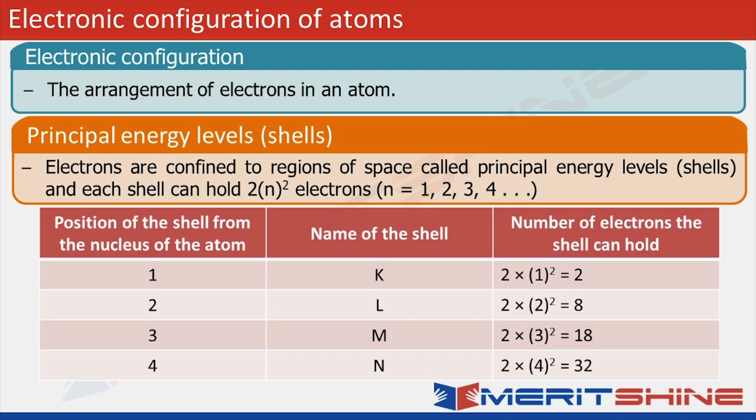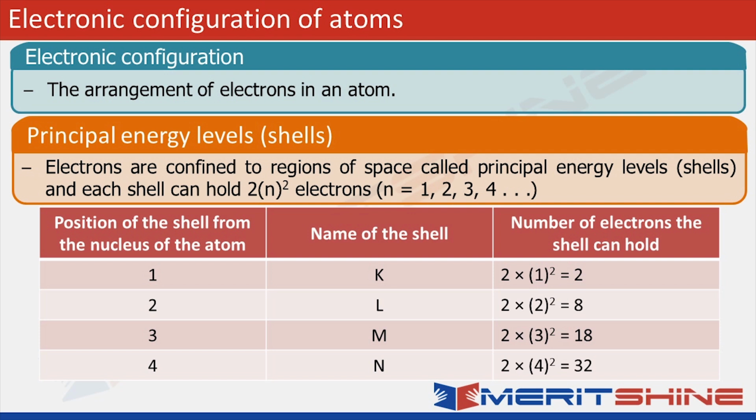So what it says is, in the first shell or the principal energy level outside the nucleus, we will have 2 into n, where n is 1. So 2 into 1 square, 2 electrons. So there will be only 2 electrons revolving around the nucleus in the first orbit. The second shell can have a maximum of 8 electrons because n here is 2. So 2 times 2 square is 8.